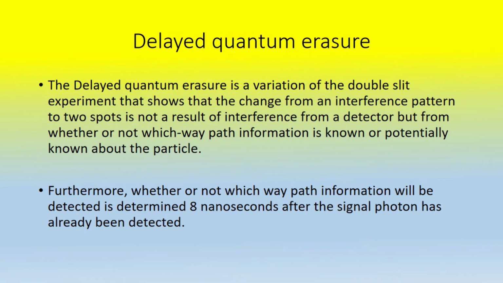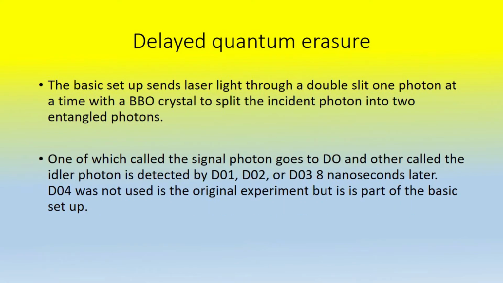The delayed quantum erasure is a variation of the double-slit experiment that shows that the change from an interference pattern to two spots is not a result of interference from detectors, but from whether or not which-way path information is known or potentially known about the particle. Furthermore, whether or not which-way path information will be detected is determined 8 nanoseconds after the signal photon has already been detected.